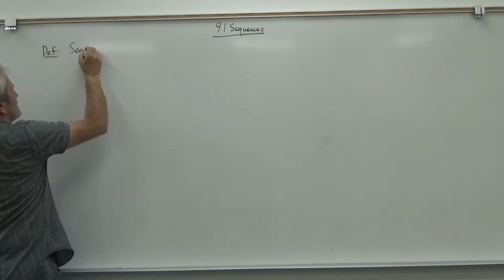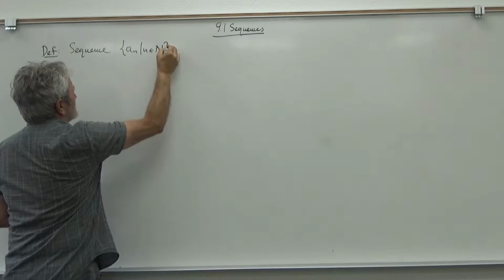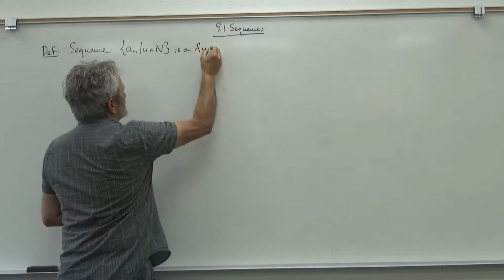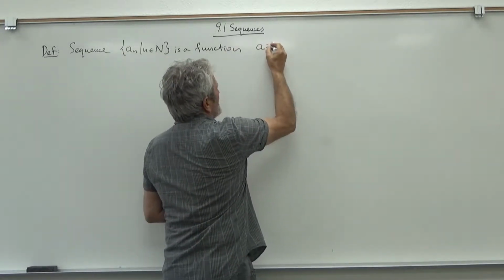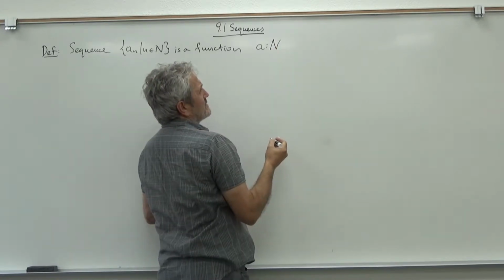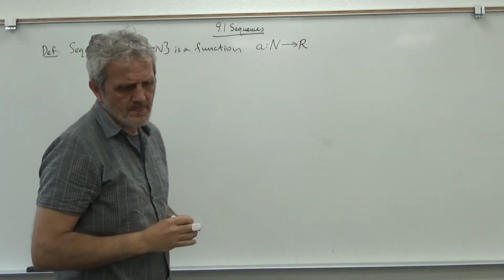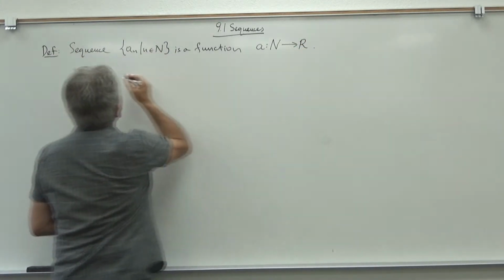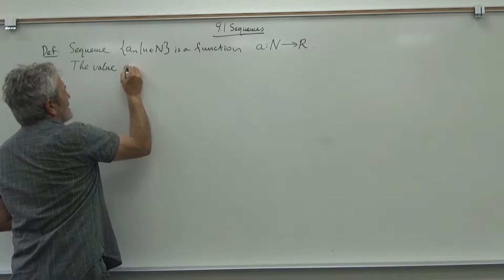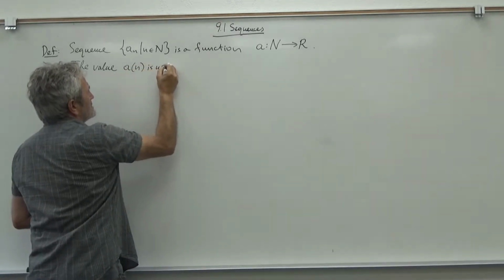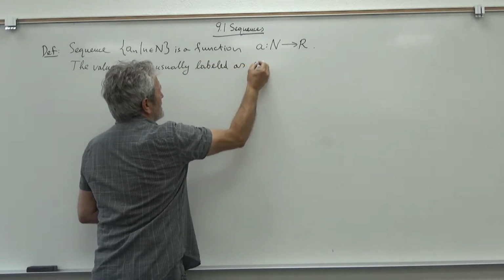A sequence a(n), when n belongs to the natural numbers, is a function a mapping natural numbers n into real numbers. The value a of n is usually labeled as a_n.